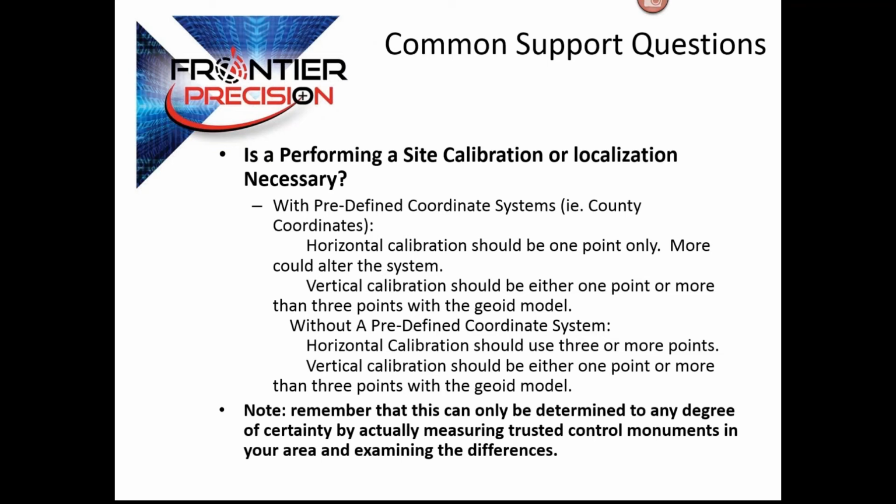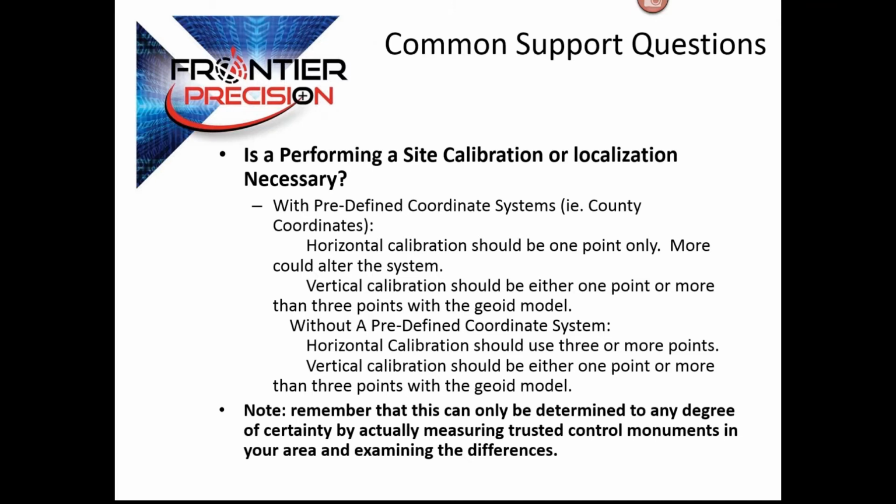So you can see a couple of notes that we put in here. If you're pre-selecting the coordinate system in your data collector, like county coordinates or state plane, the horizontal calibration should only include 1 point. More points added into the calibration horizontally could negatively impact your coordinate system.